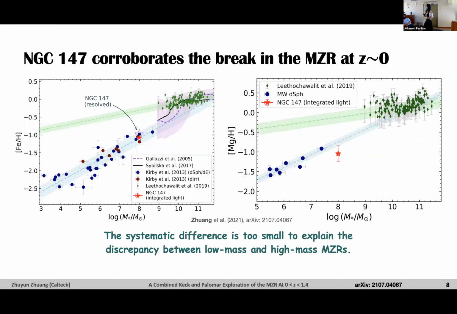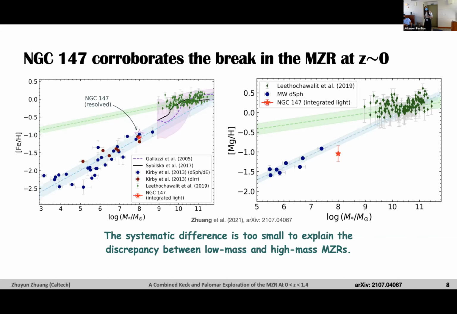Even though at the moment we only have one sample, it is very encouraging to see that the recovered integrated metallicity of NGC 147, shown by the red star in these two plots, actually falls on the low-mass MZR shown by the blue lines. And it is not only for the traditional stellar MZR measured with iron abundances, but also for the MZR measured with the magnesium over hydrogen ratio.